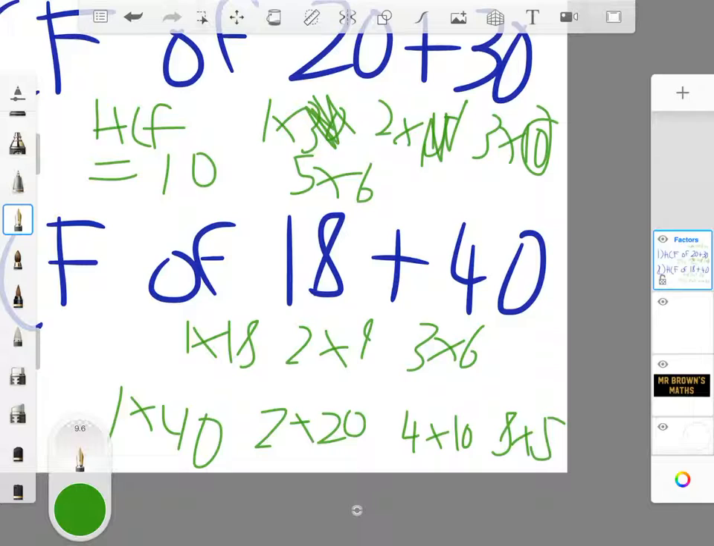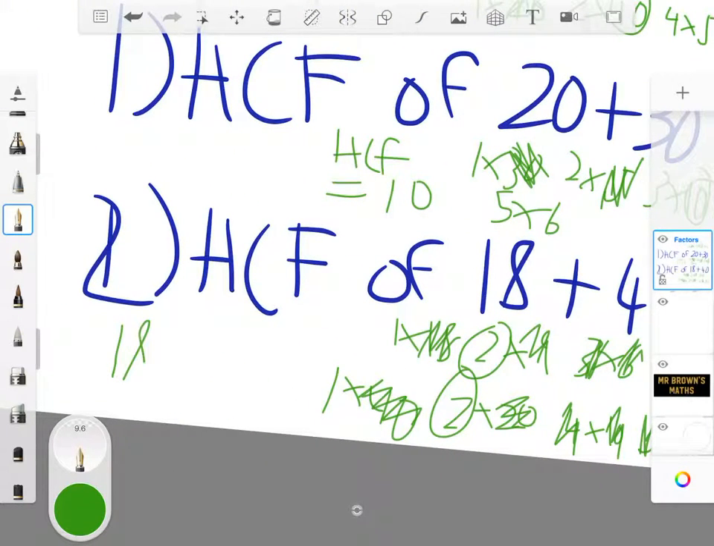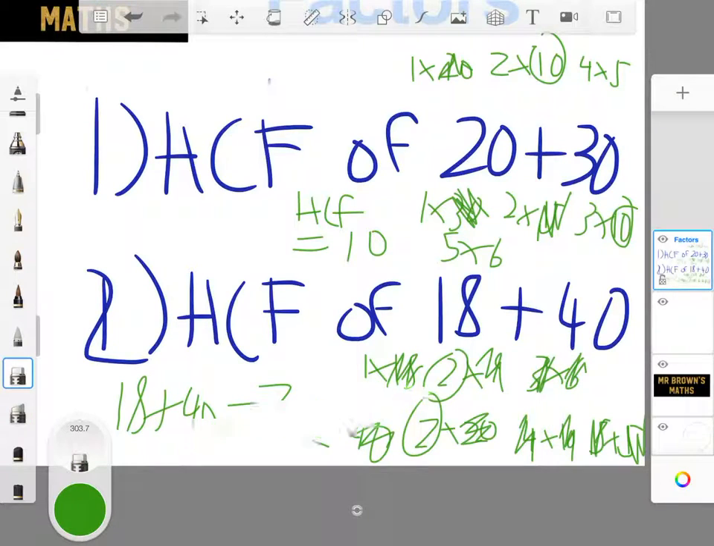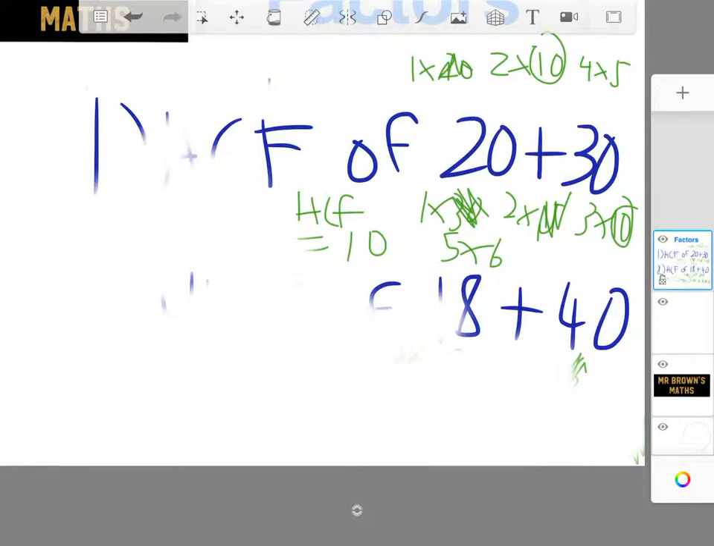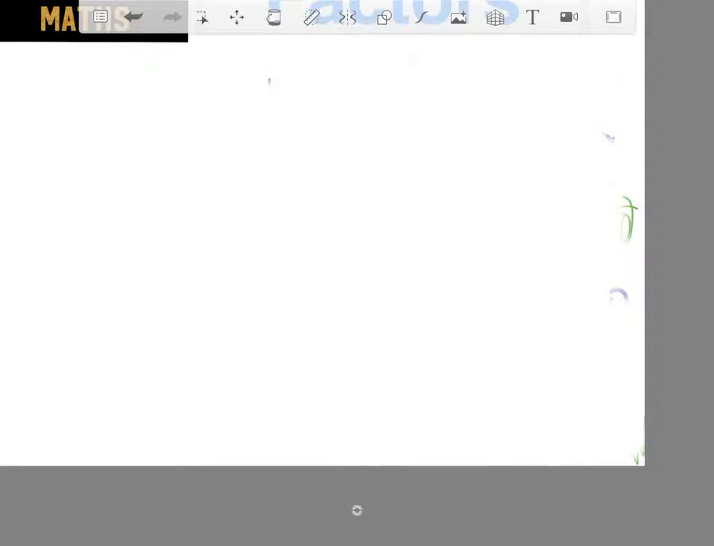Okay, so we've got 40, doesn't go into 18. We've got 20, doesn't go into 18. 18 doesn't go into 40. 10 doesn't go into 18. 9 doesn't go into 40. 6 doesn't go into that one. 8 doesn't go into 18. 5 doesn't go into 18. 4 and 3 don't. So the highest common factor of 18 and 40 is only 2. So that's a very low highest common factor. So we learned 3 skills quite fast there with factors. So very good.